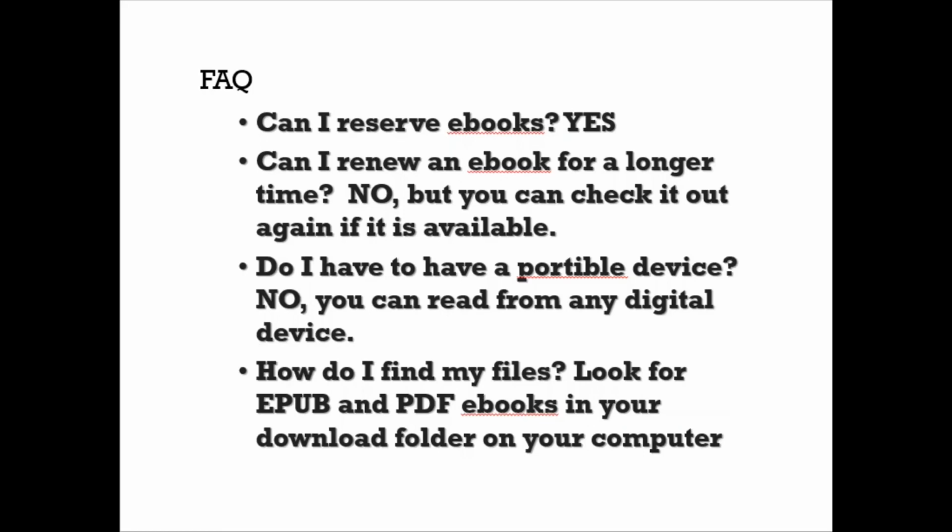How do I find my files? Well, if you downloaded it to your computer, it will download as either an EPUB file or a PDF file. Whichever format is available, that's what will be downloaded to your computer. Then you go to wherever the file was downloaded, typically in the download folder, and open it up, and then you should be able to access it freely.